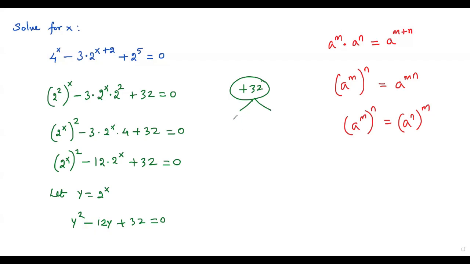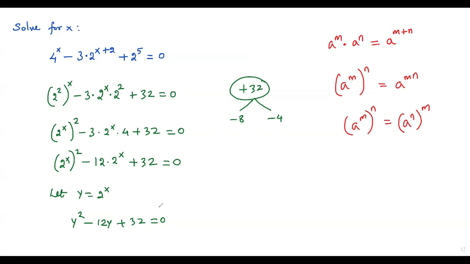I think negative 8 and negative 4 will work. When I multiply negative 8 and negative 4, I am getting positive 32. And when I add the two factors, negative 8 and negative 4, that is equal to negative 12, which is the coefficient of y. Okay, now in my next step, I have to divide both these factors by the coefficient of y squared, that is 1. So when I divide negative 8 by 1, negative 4 by 1, still I am getting negative 8 and negative 4.